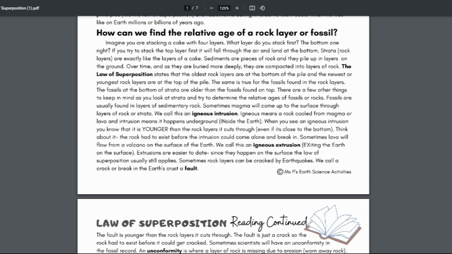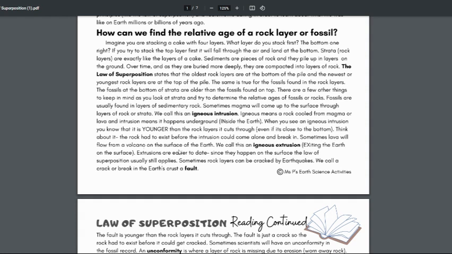Fossils are usually found in layers of sedimentary rock. Sometimes magma will come up to the surface through layers of rock or strata. We call this an igneous intrusion. Igneous means a rock cooled from magma or lava, and intrusion means it happens underground, inside the earth. When you see an igneous intrusion, you know that it's younger than the rock layers it cuts through, even if it's close to the bottom. Think about it. The rock had to exist before the intrusion could come along and break in.